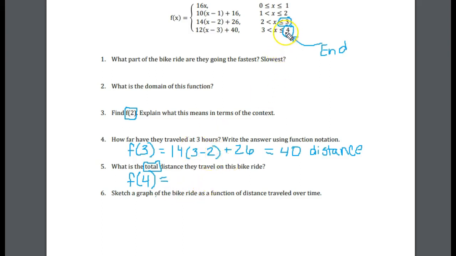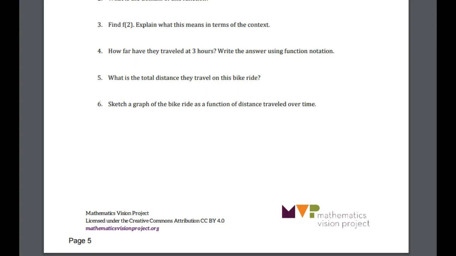F of 4 is included here, so we're going to substitute into the last equation. 12 times 4 minus 3, plus 40. So 4 minus 3 would be 1. 1 times 12 is 12. And 12 plus 40 is 52. So a total distance of 52 for the entire bike ride.